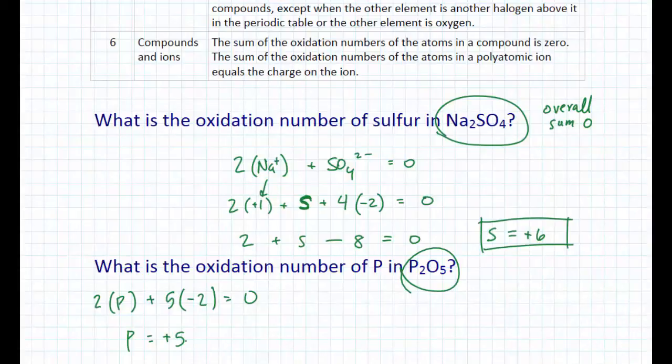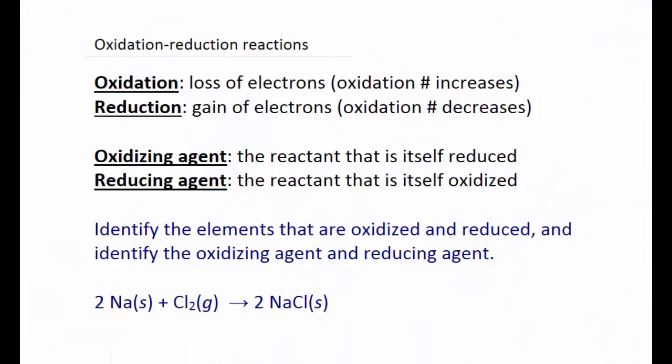Now, what this is useful for is to identify whether something in a reaction gained or lost electrons. An oxidation is a loss of electrons. And because electrons are negative, if something loses electrons, its charge and its oxidation number will increase. Reduction means we're gaining electrons. We're going to get more negative then, so the oxidation number decreases. It becomes more negative.